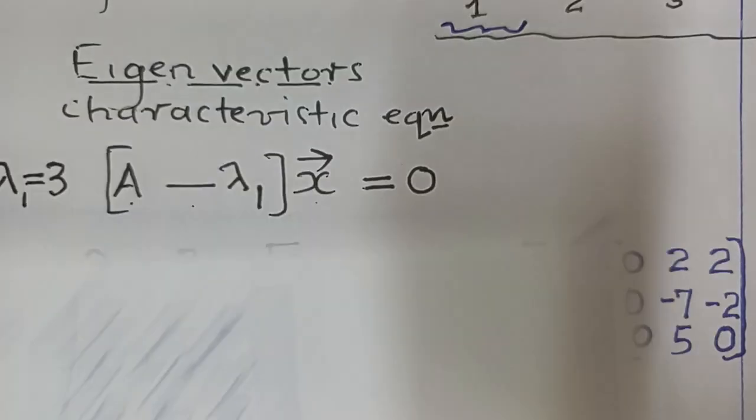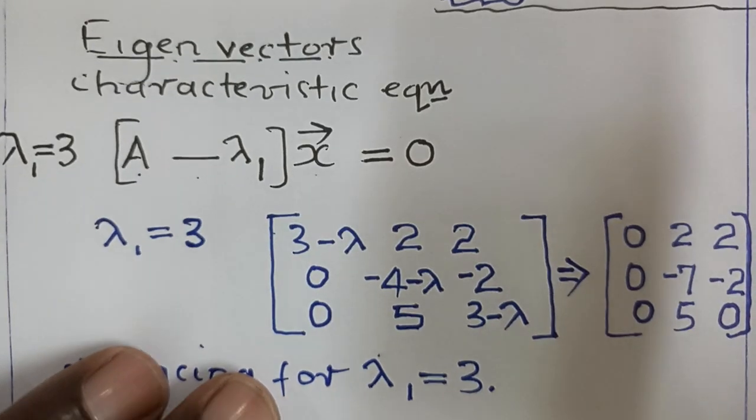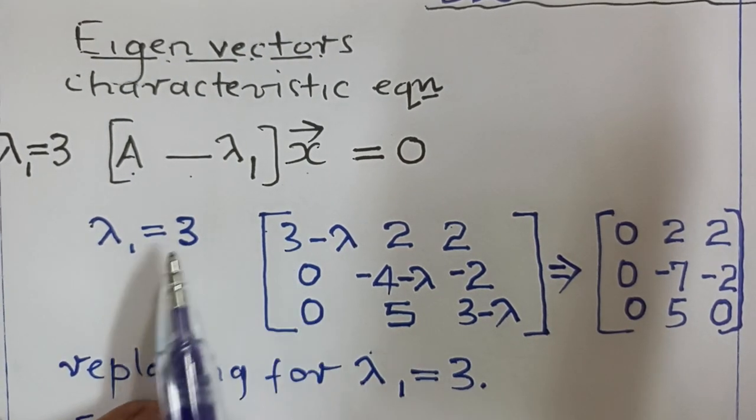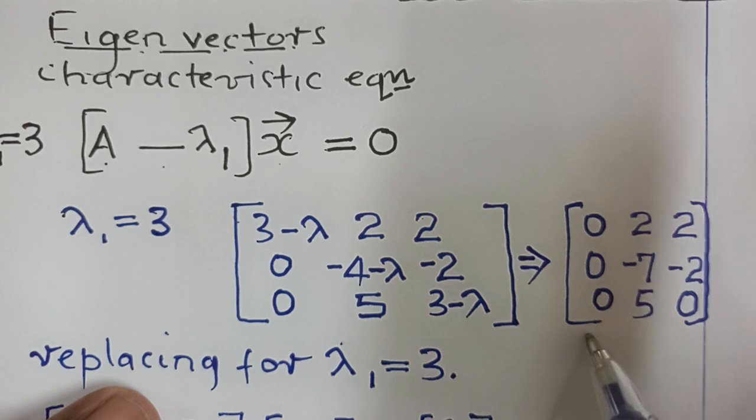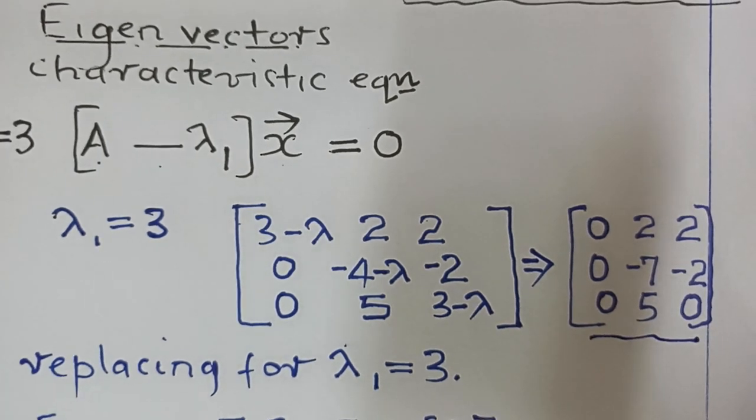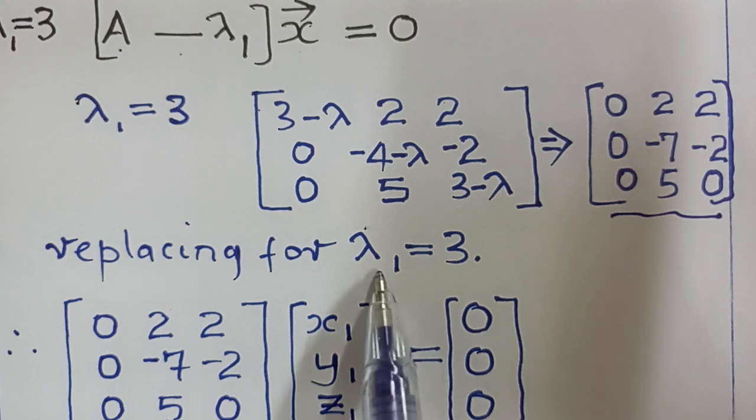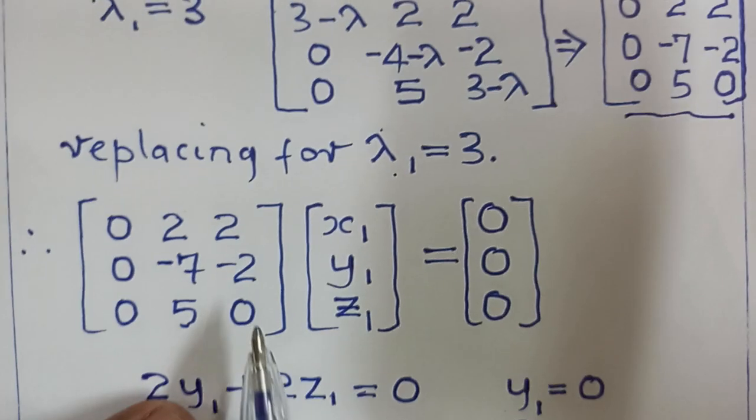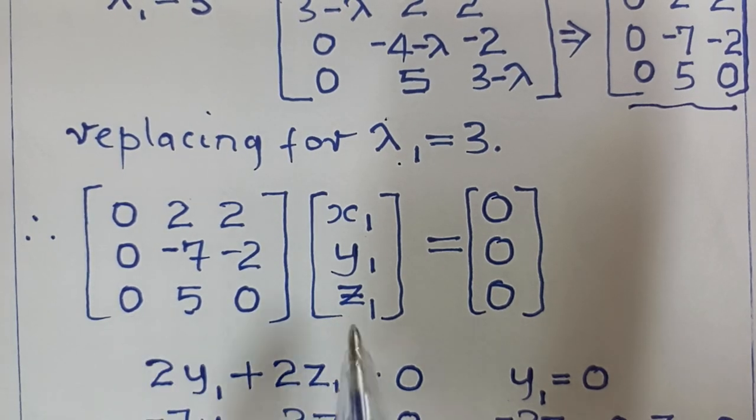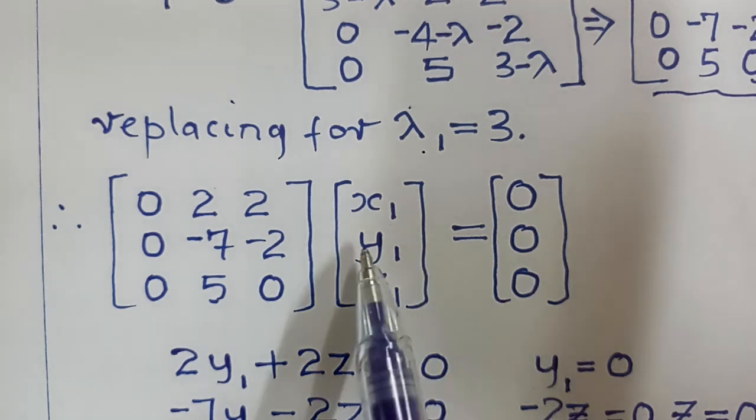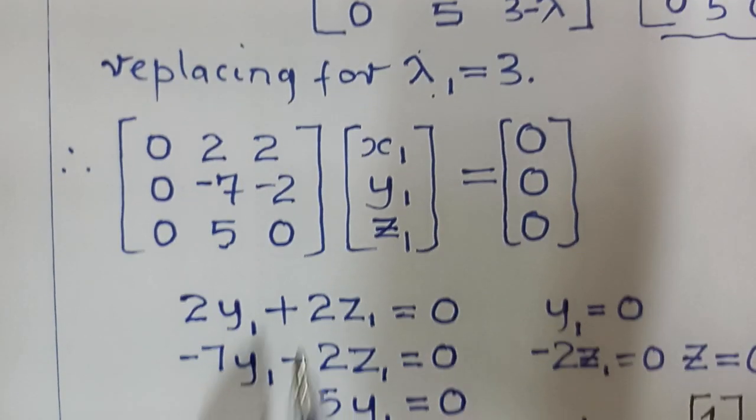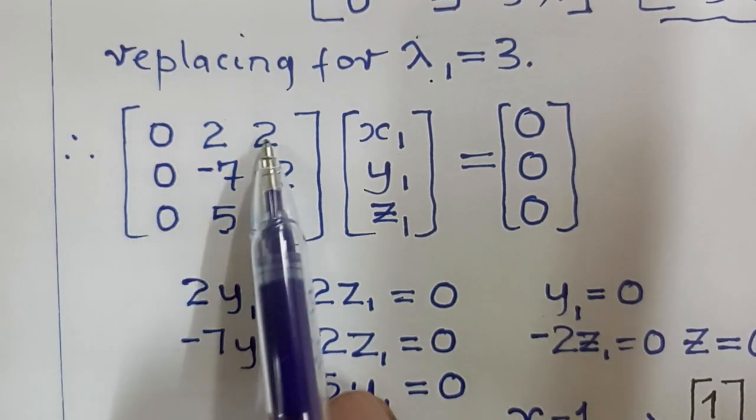And by replacing, guys, this is what we are now going to find. After we have replaced with 3, we'll get this matrix. After we have gotten that matrix by replacing lambda 1 equals 3, we shall have this equation, which we intend to equate to 0. Equating that to 0, we can start with the first row.